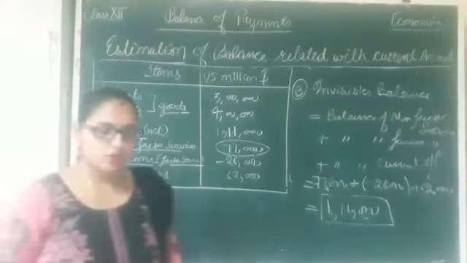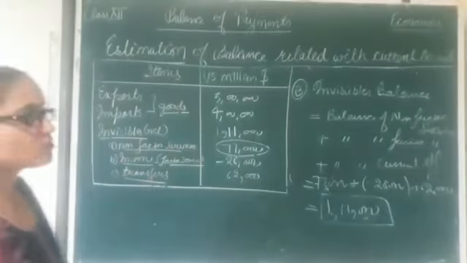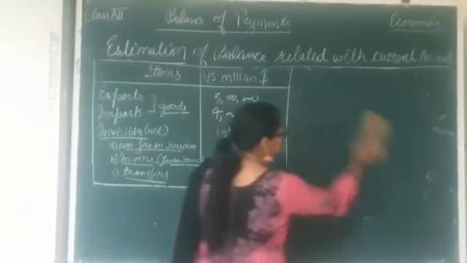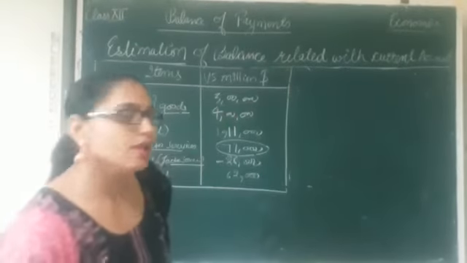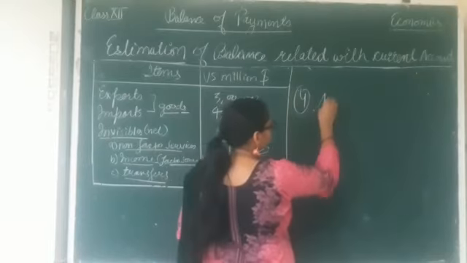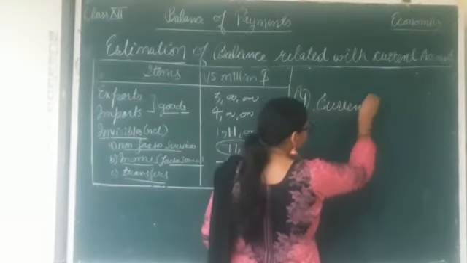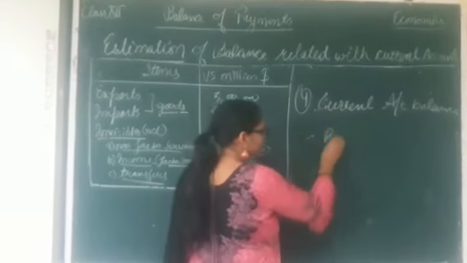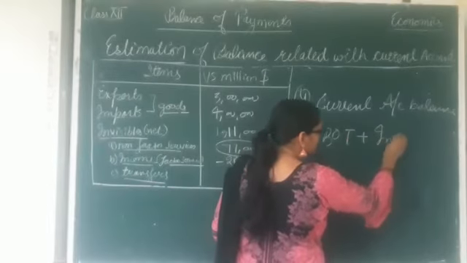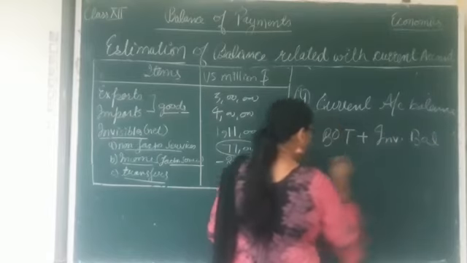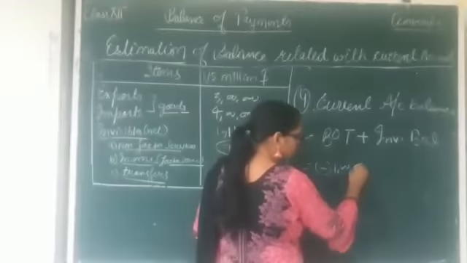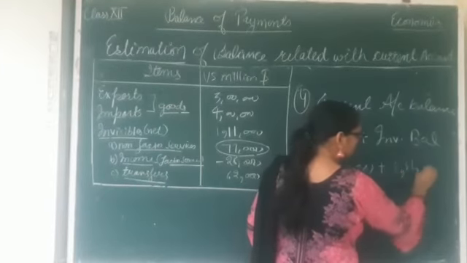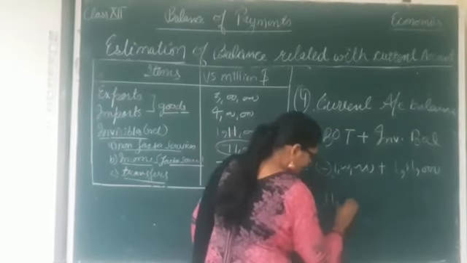Clear? Now the last, we need to find the current account balance, where we need to add balance of trade and invisible balance. So the current account balance is balance of trade plus invisible balance. The balance of trade we have calculated as negative 1 lakh, plus the invisible balance we have just calculated, 1,11,000. So the answer will be 11,000.